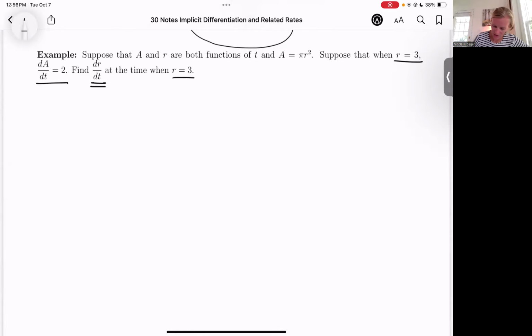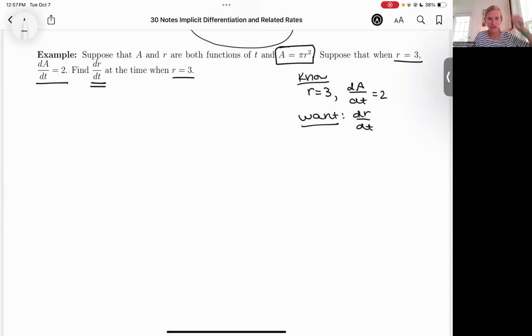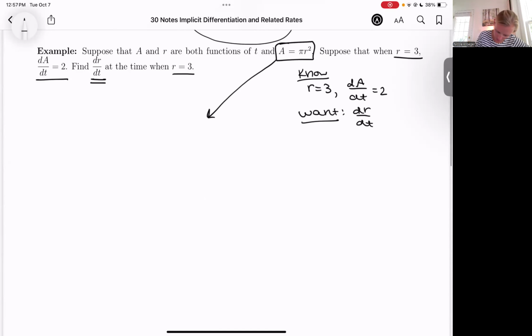Okay, so I usually try and classify the information they've given us. The things that we know are that r is 3, when r is 3, dA dt is 2, and we want dr dt. Okay, so because we want derivatives and we know things about derivatives, and we have an equation that relates A and r, we're going to take the derivative of this equation with respect to time again.